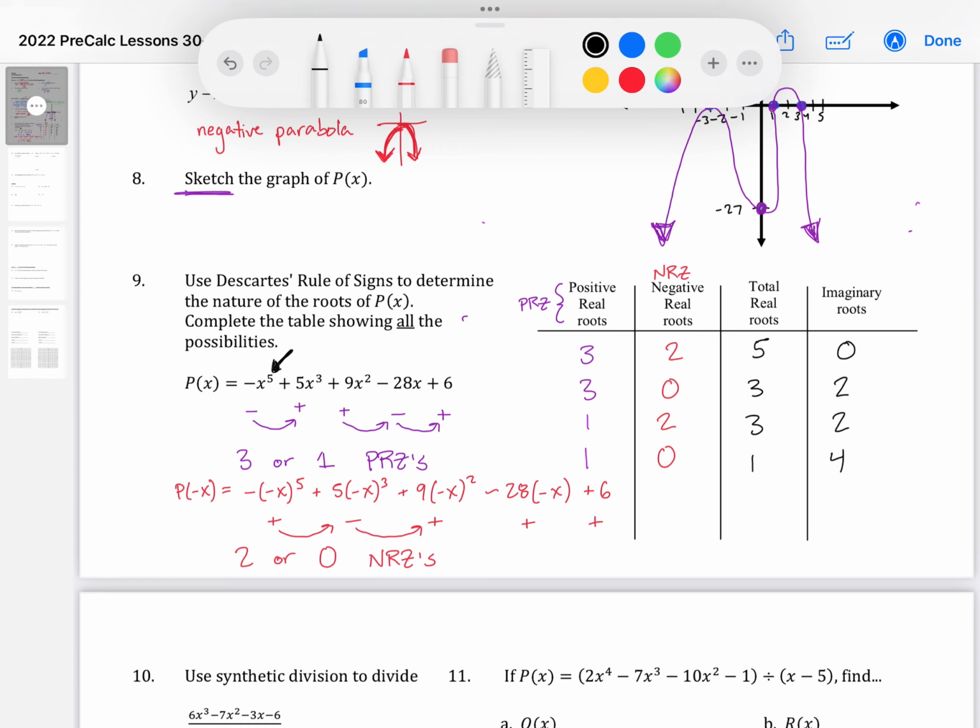So if you add these 2 columns, the real roots and the imaginary roots, those should always equal the degree. And one thing about your imaginary roots, remember those always come in pairs. So this number should always be even. Your real roots can be anything, but the imaginary roots have to be even.